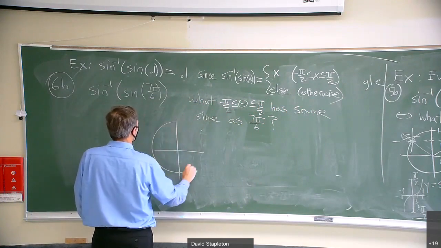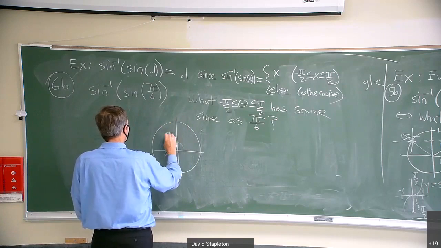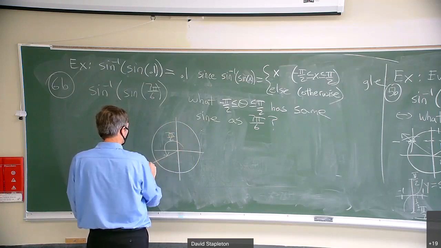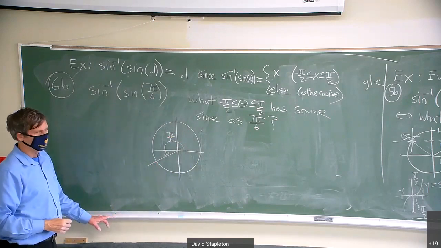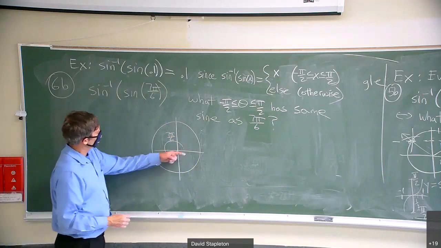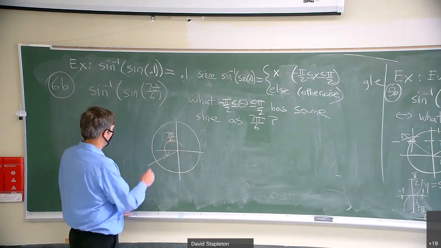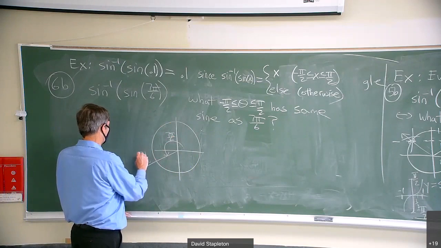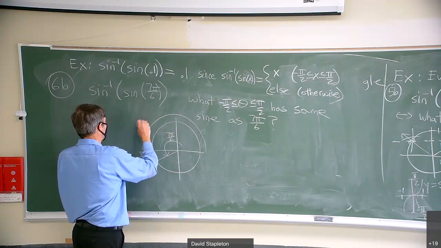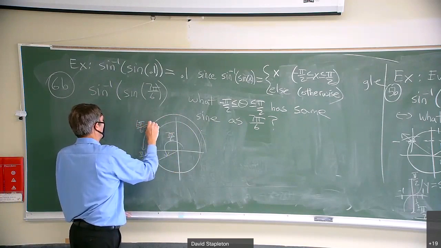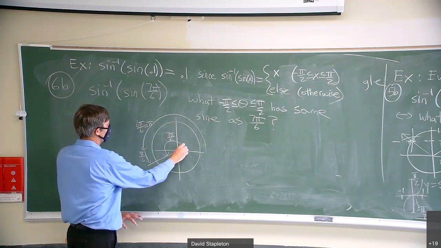So you sketch it. Here's 7 pi over 6. How do I know it's about there? Well, 7 pi over 6 is pi, 6 pi over 6, plus one more pi over 6, right? 6 pi over 6 is pi, a straight angle. So it's right here, pi over 6 past the straight angle.